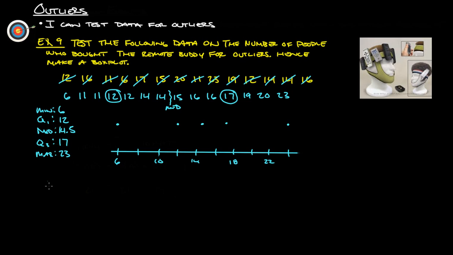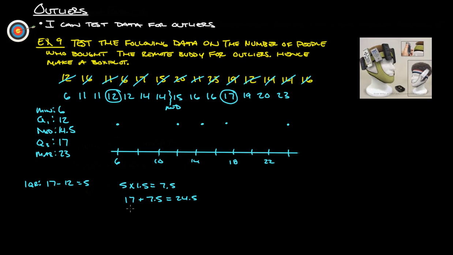So the IQR is 17 minus 12, which is 5. Okay, so then to find our range, we're going to take that 5 and multiply it by 1.5, which is 7.5. So to test for outliers, for the upper quartile, we take 17 and add the 7.5. So that's going to be 24 and a half.